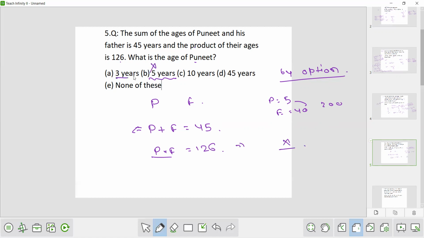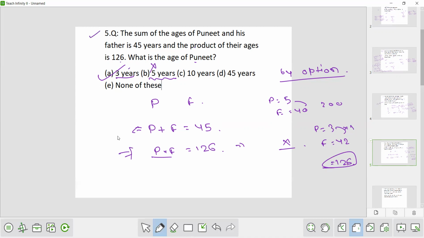Now pick A, 3 years. So if P is 3, F will be how much? 42. Now 42 into 3, it's 126. Now this satisfies this equation. Means 3 years is the correct answer, is the correct option.